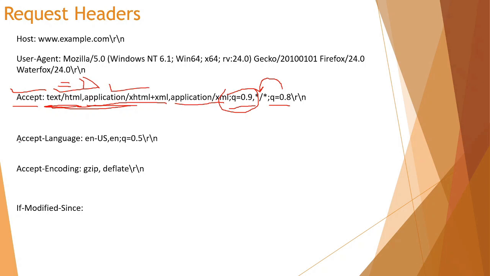Similarly, the client can share the Accept-Language, in which it mentions US English and again the q value. Similarly, the client will share the Accept-Encoding, what kind of encoding the client supports. Like here, the client supports gzip, deflate, and so on.